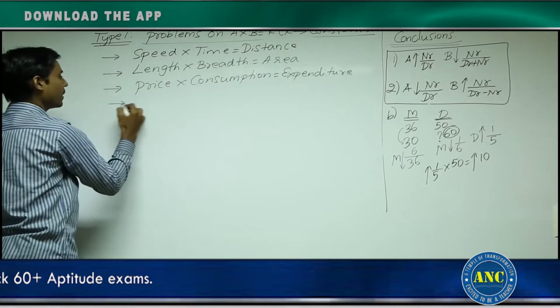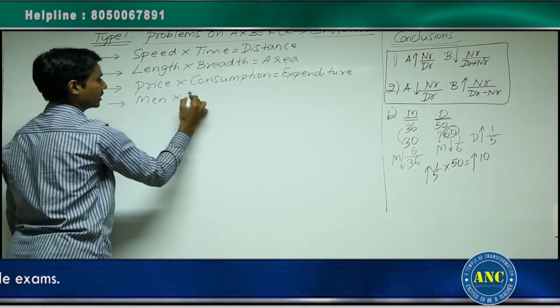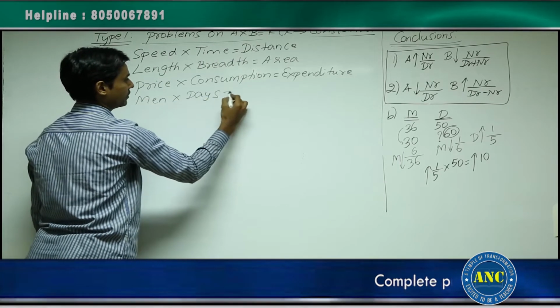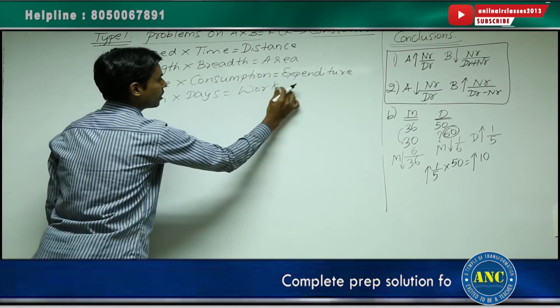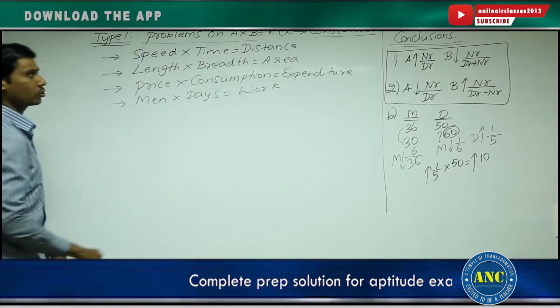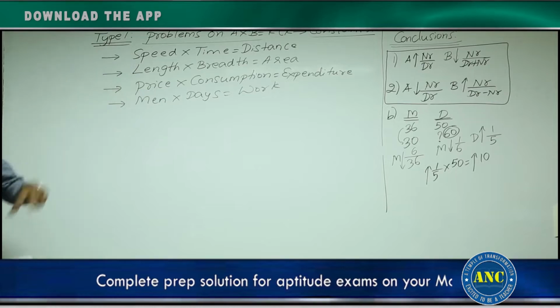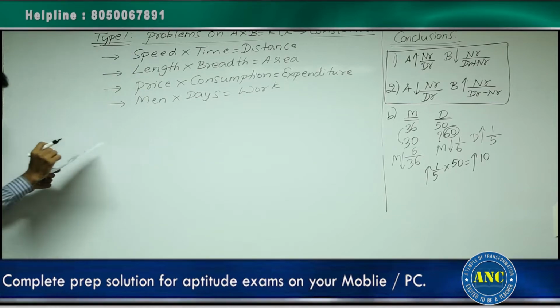Wherever product of two parameters is giving you a constant quantity, you can apply this logic. This will be the easiest way to solve questions which are based on these things, right? See here. Now see your next question.